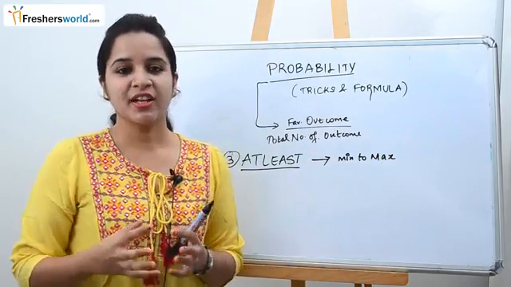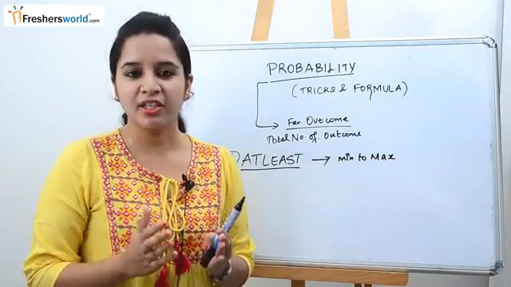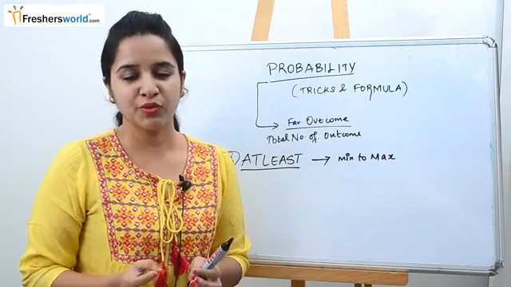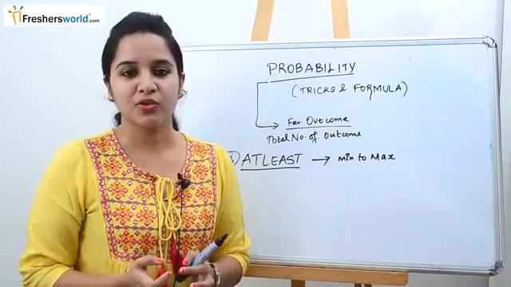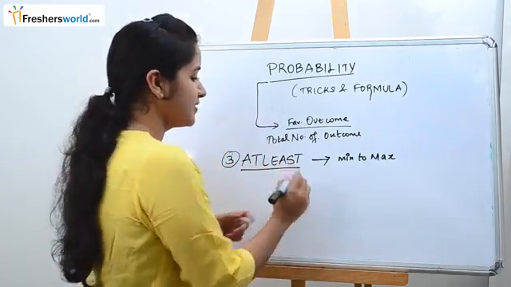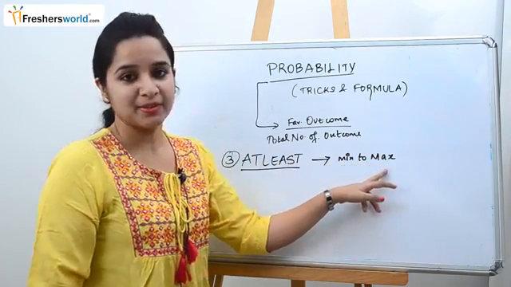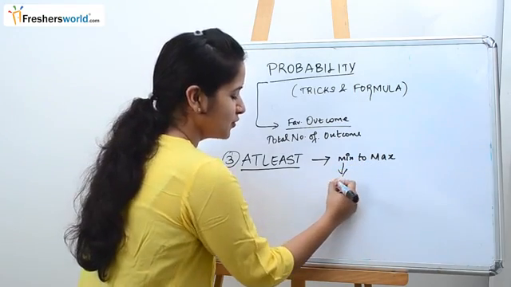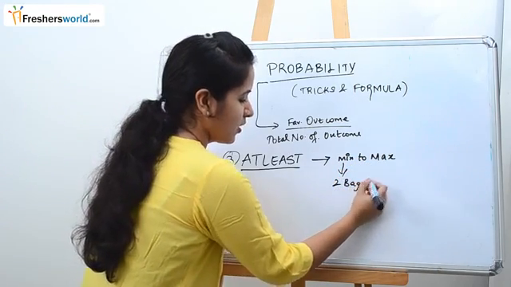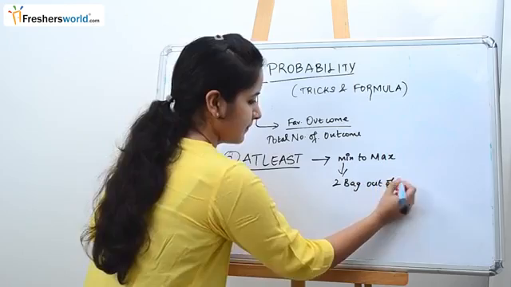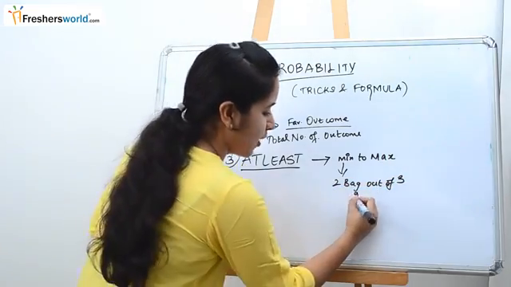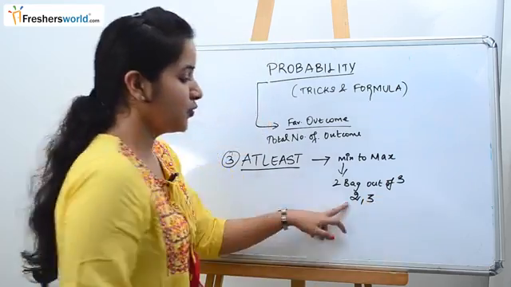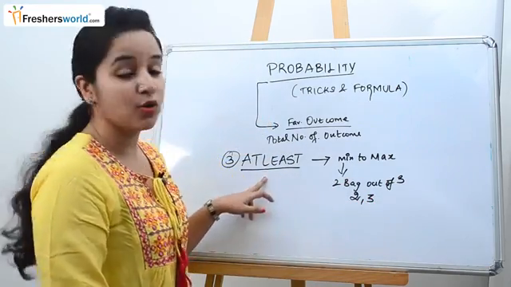Let's say a question asks: you have 3 bags, out of which you need to choose at least 2 bags. It says at least, which means minimum to maximum. So minimum you have to choose 2 bags out of 3. The minimum is 2, the maximum is 3. So the various probabilities that you have to do are for 2 and 3. So this is the meaning of at least.